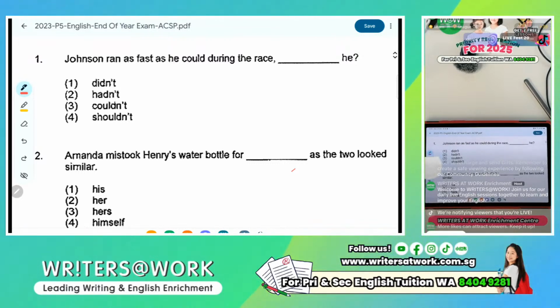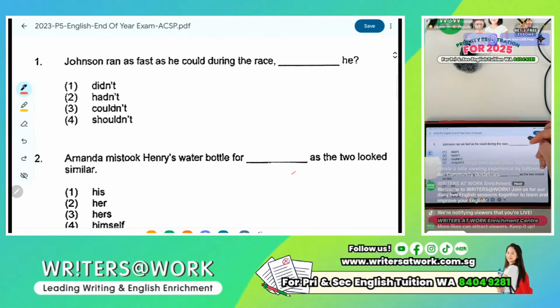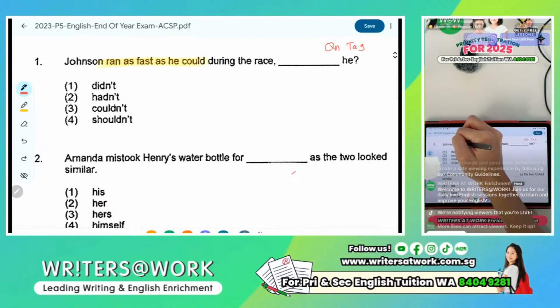Question 1 reads: Johnson ran as fast as he could during the race, dash he. Over here, we are looking at a question tag. Let's take a look at my keyword: ran as fast as he could. These two words are in past tense.